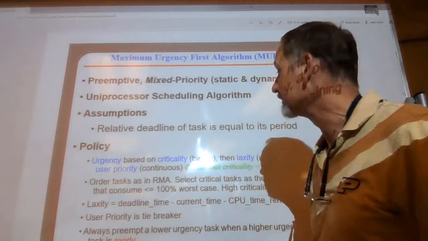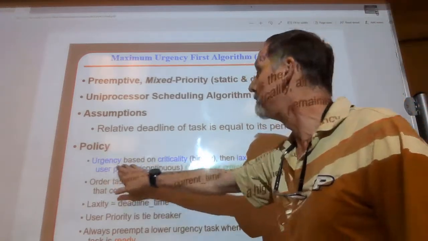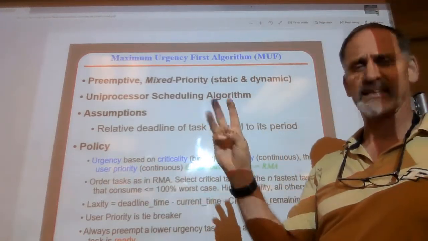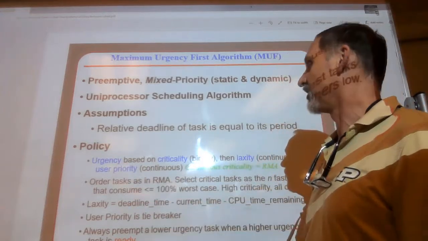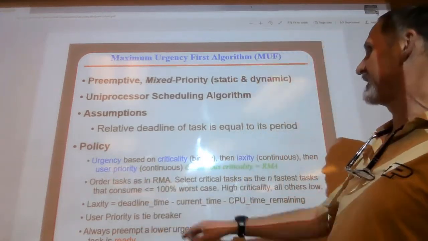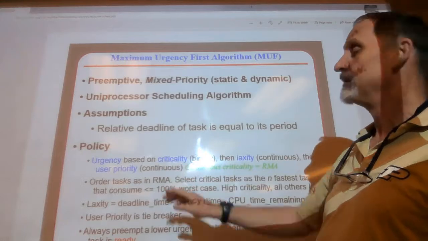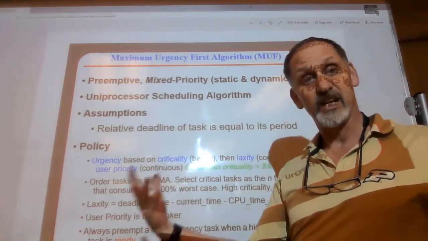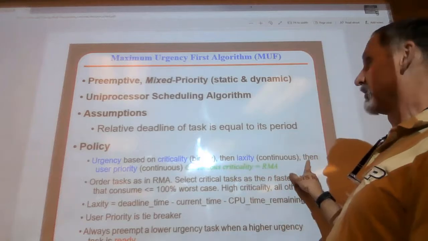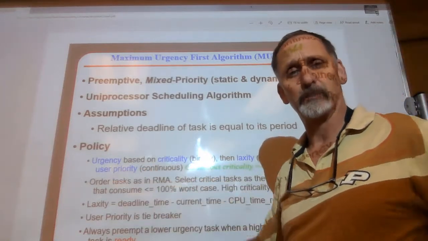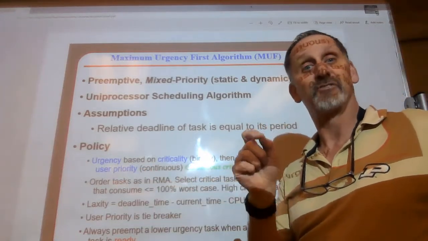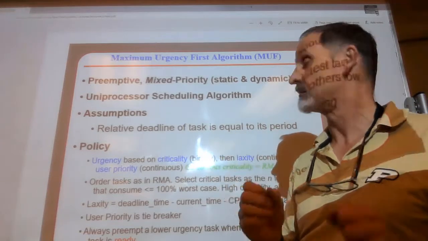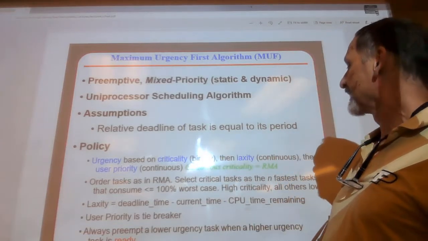when you have to get done. Now, the policy is based on three things. The total urgency is based on criticality, which is just a binary number, laxity, which is a continuous dynamic priority, and then a user priority. This allows users to make decisions between ties.